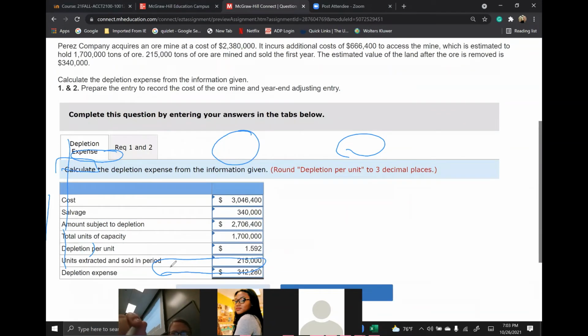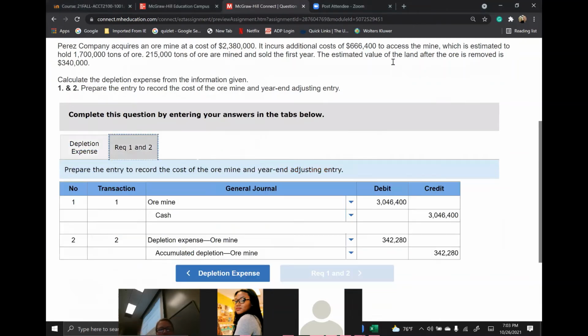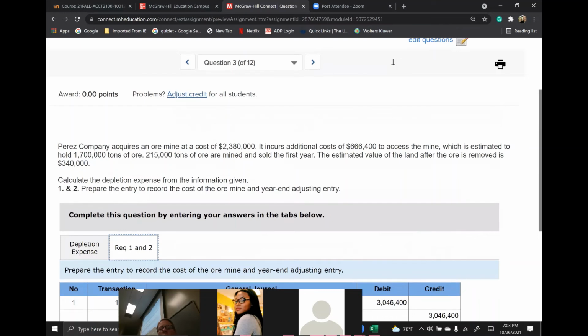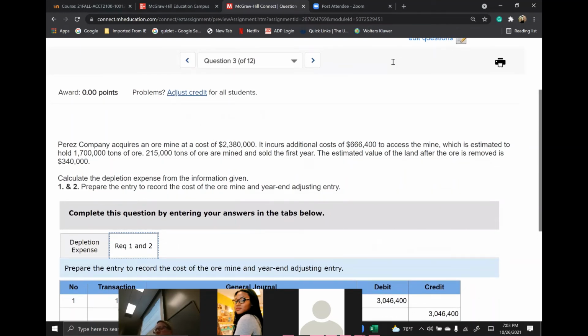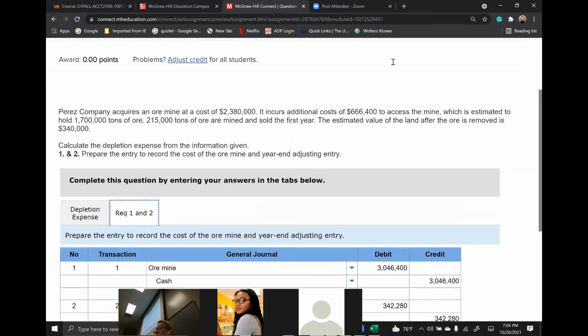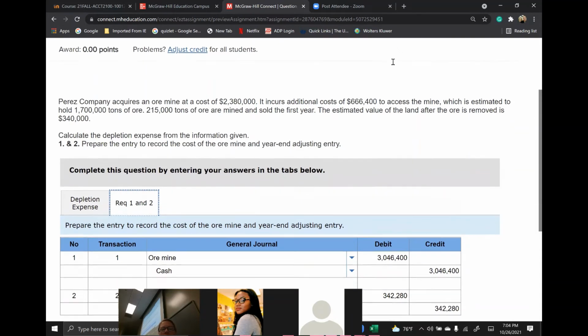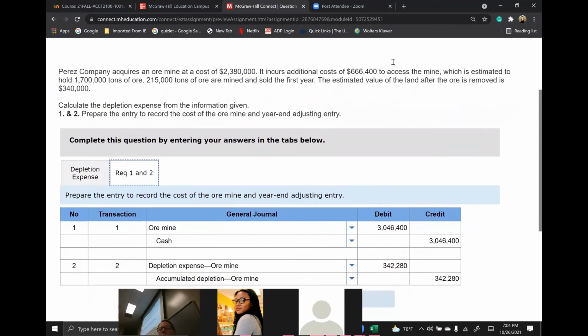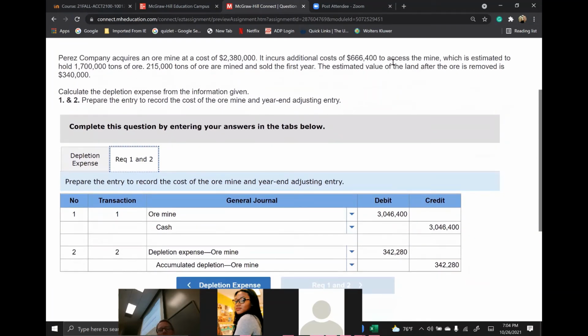All right, so let's look at the second part of that. Okay, so it wants me to prepare the journal entry to record the cost of the ore and then the year-end adjustment. So when we purchase it, remember it's that 3 million. So I have an ore mine that I paid the purchase price plus the additional cost. So it's 3,046,400 paid cash. So I'm crediting my cash. And then my depletion expense is 342,000. We just calculated that. And I have accumulated depletion. So it's worded a little bit different, but it's basically the same type of calculation.